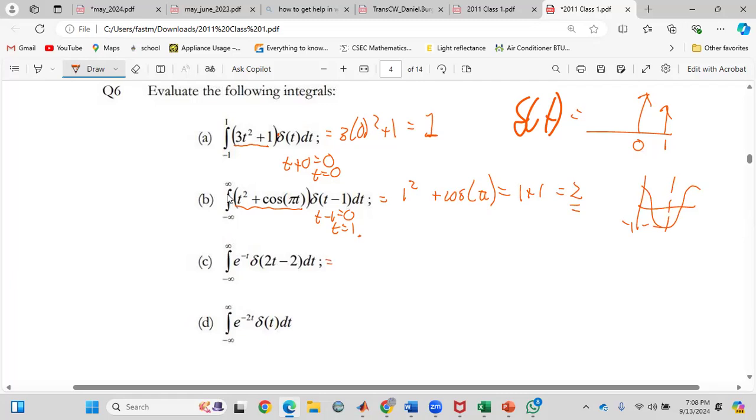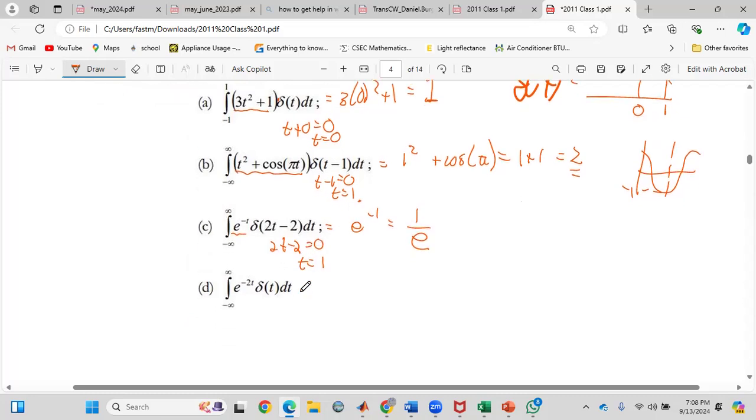All right, so I gotta jump to this one. Same thing. So 2t minus 2 is equal to 0, so t will be 1, right? So plug 1 into that. You're going to put e to the minus 1, which is just 1 on e. So either way, it's still going to fetch the value here. They're just a glorified way of saying e to the 1. Anyway, and the last one.